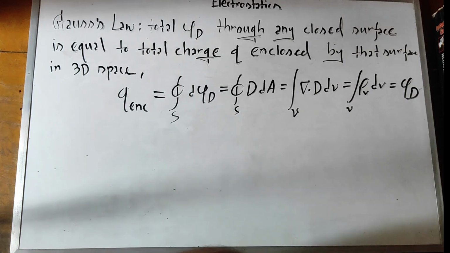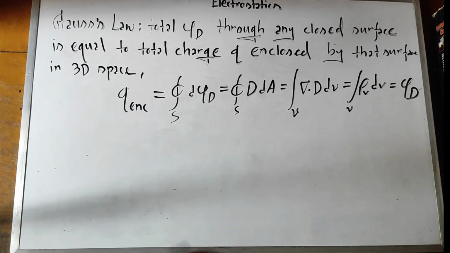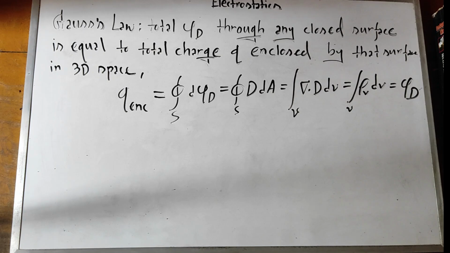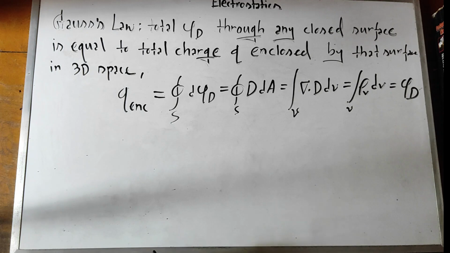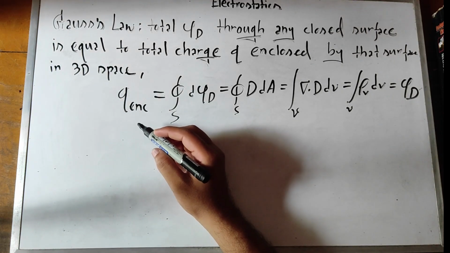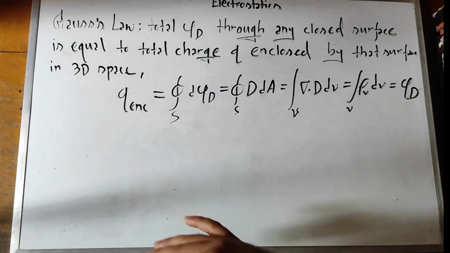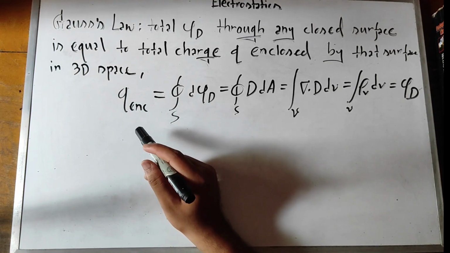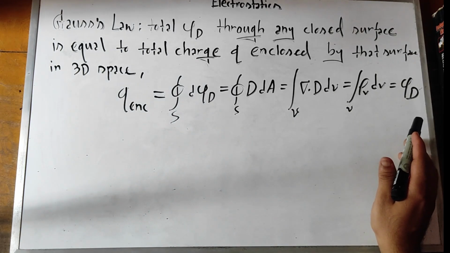So the divergence and convergence of a field is the charge itself enclosed by that surface. The divergence of the electric field in 3D space is literally equal in value to the enclosed charge in that 3D space. So this is the full relationship.